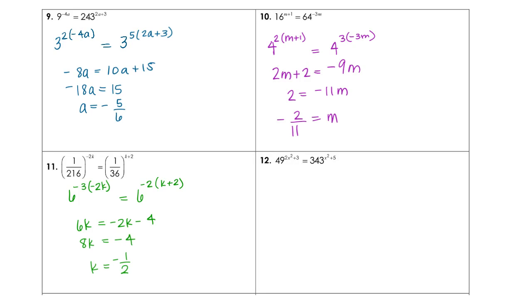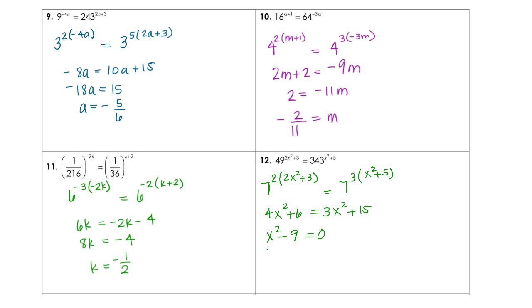Right, moving on, it looks like 7 is going to be our base for this one, and it also looks like we might have a factoring problem. So 49, I'm going to replace that with 7 squared, and then I have 2x squared plus 3 equals, and then I'm replacing 343 with 7 cubed, and then I have x squared plus 5. So examining our exponents, we have 4x squared plus 6 equals 3x squared plus 15. And I'm going to subtract everything over, and so that's going to give me x squared minus 9 equals 0.